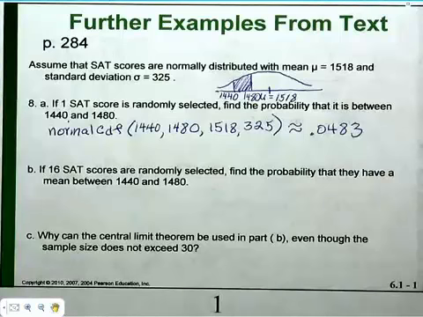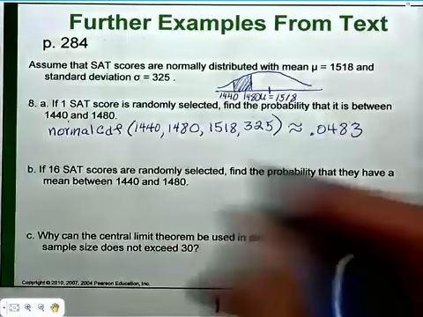Let's find the probability not just for an individual, but in the B part, the probability that a group of 16 would have an average or a mean between 1440 and 1480. Here's what you have to watch out for on the test. Does the problem say individual or group? If it says group, then you have to train your brain to think, oh, that's when I need to adjust the standard deviation. I'm not just going to use 325, but I'm going to use 325 divided by the square root of the sample size, which is in this case 16.